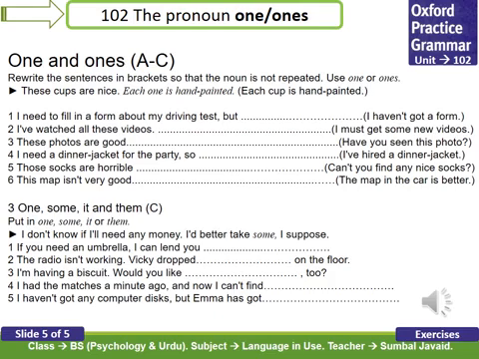Now come to the next part. One, some, it, and them. Put in one, some, it, and them. I don't know if I need any money. I had better take some, I suppose. If you need an umbrella, I can lend you one. Okay. And the radio isn't working. Vicky reported it. ठीक है. "It" आएगा radio के लिए ना. Reported it.